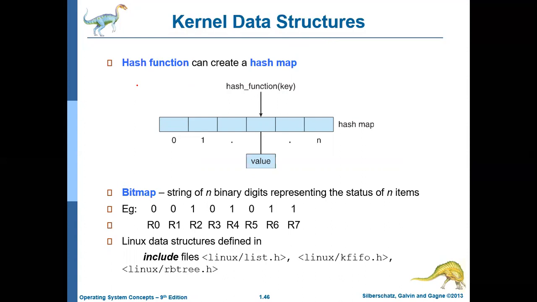So let us try to understand what a hash function is. A hash function is a function. It takes some value as the input and provides some integer output. And this integer output refers to which location it has to access.